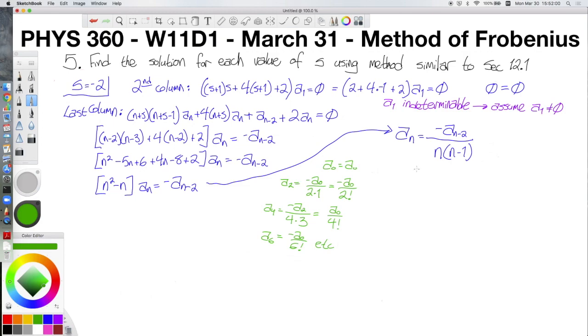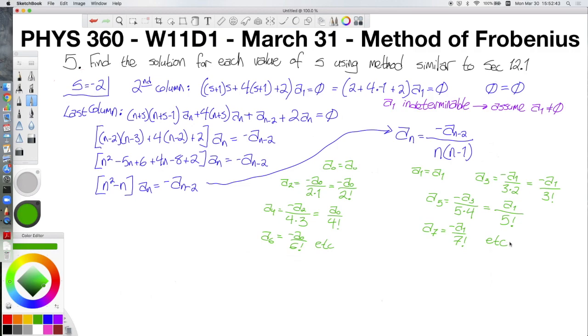But now we also need to look at our a1 term and all the terms that depend on it. So a1 equals a1, but a3 is negative a1 over 3 times 2, which is equivalent to negative a1 over 3 factorial. Then a sub 5 is negative a3 over 5 times 4, which, after we plug in our expression from our previous line, gives us a1 over 5 times 4 times 3 times 2 times 1, which is 5 factorial. And then a7 will equal negative a1 over 7 factorial, and so on.